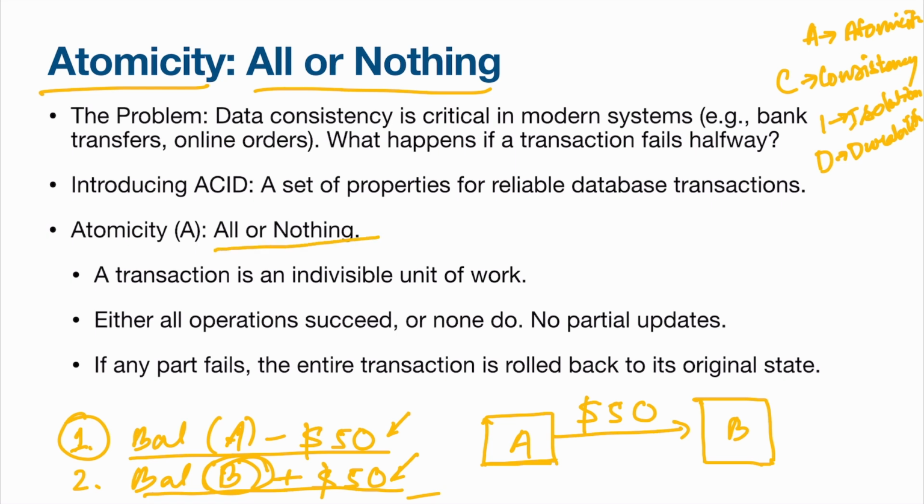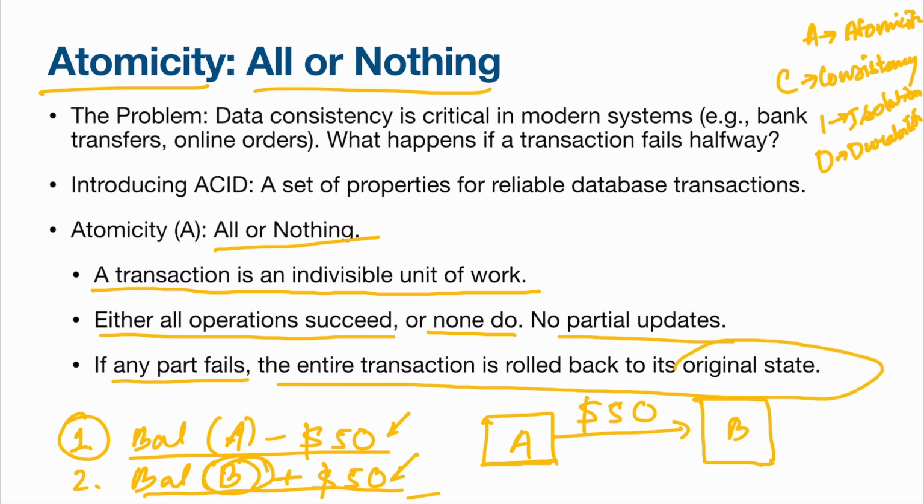So atomicity is all or nothing. A transaction is an indivisible unit of work, and either all operations succeed or none do, no partial updates. If any part fails, the entire transaction is rolled back to the original state. So in this case, both of the account transfer operations are part of a transaction.